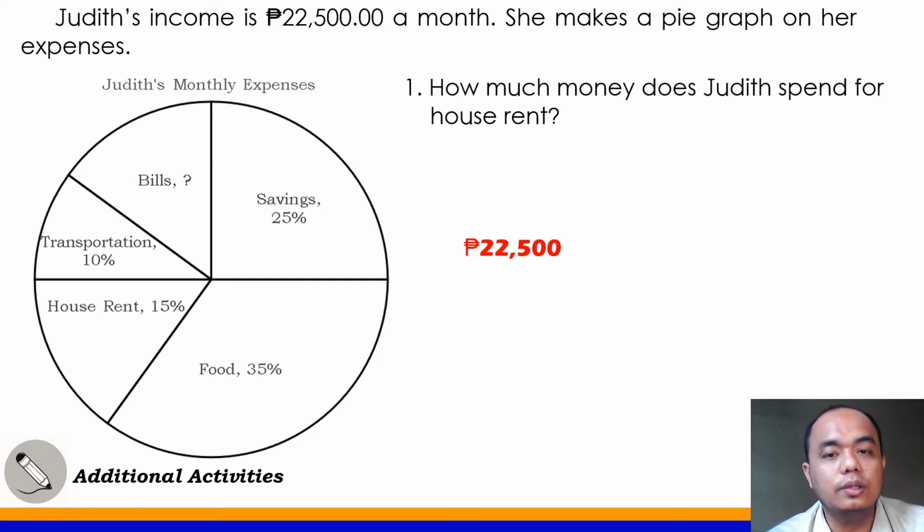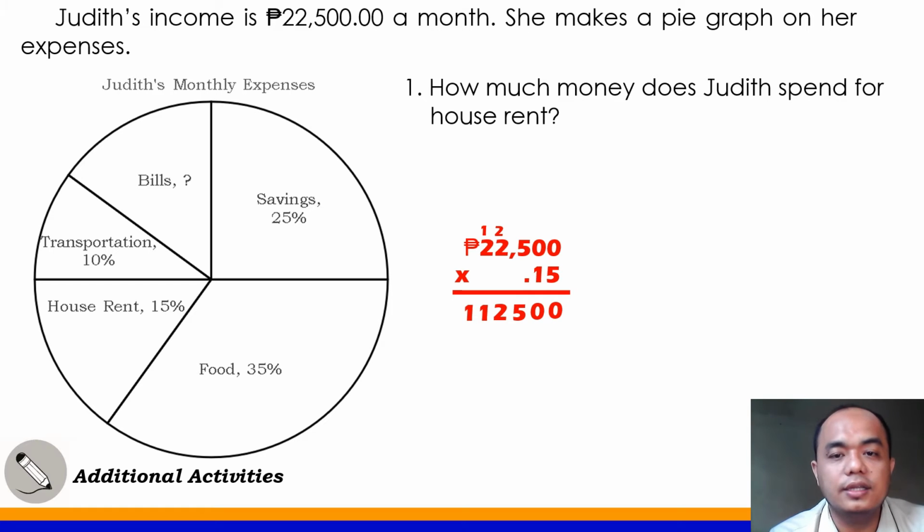So, 22,500, i-multiply natin dyan sa 0.15. So, it's very easy. 5 times 0 is 0. 5 times 0 is 0. 5 times 5 is 25. Carry 2. 5 times 2 is 10, plus 2 is 12. Carry 1. 5 times 2 is 10, plus 1 is 11. So, let's have 1. 1 times 0 is 0. 1 times 1 is 0. 1 times 5 is 5. 1 times 2 is 2. And 1 times 2 is 2.